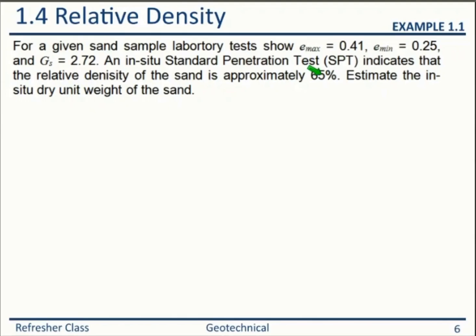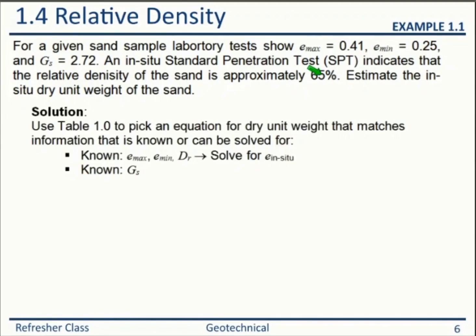So let us look at what things are given here, and we'll try to find which equations we have in table number 1. The parameters given in this problem are e max, e minimum, and relative density. Using these three parameters, we can solve the relative density equation to find the in-situ void ratio. Then, if you find the in-situ void ratio, how is it going to help you? Let's go back and look at table number 1. We know we have these relations because we have been asked to calculate dry unit weight.